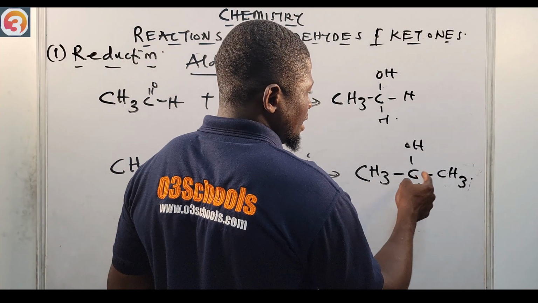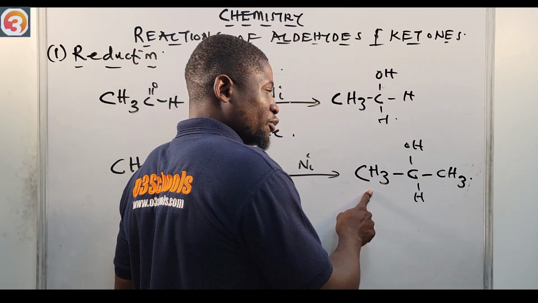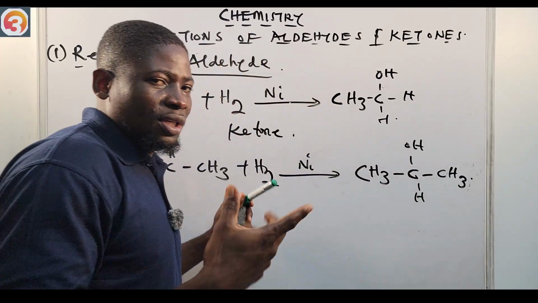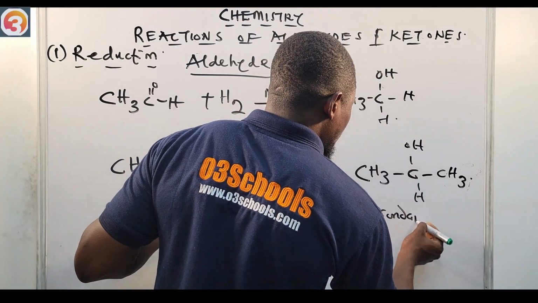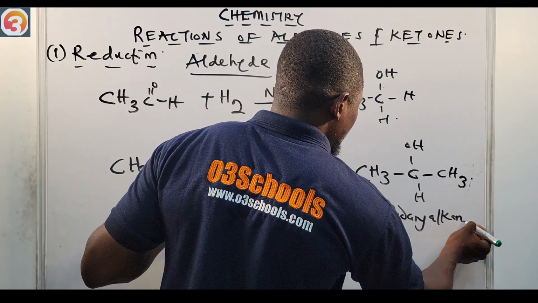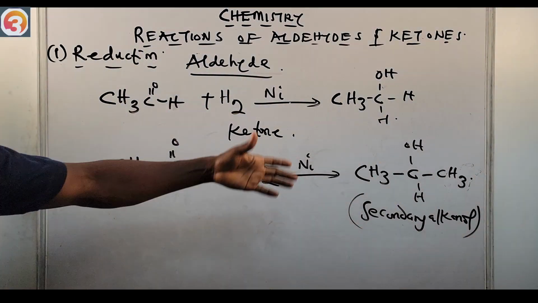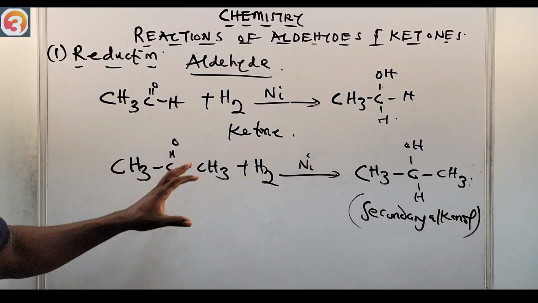As you can see here, this is the carbon bearing the OH group, with one R group and another R group. So 2 R groups are directly bonded to the carbon bearing the OH group. So it's a secondary alkanol. It must always give you a secondary alkanol. But for the aldehyde, it definitely will not give you a secondary alkanol. Please take note of that.